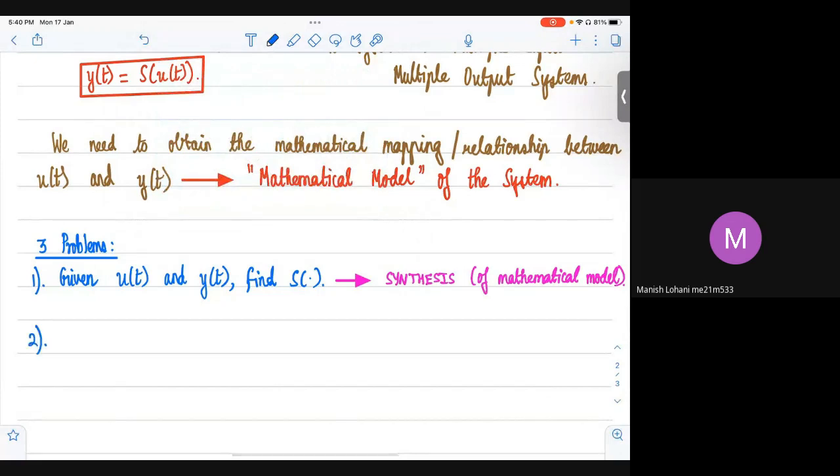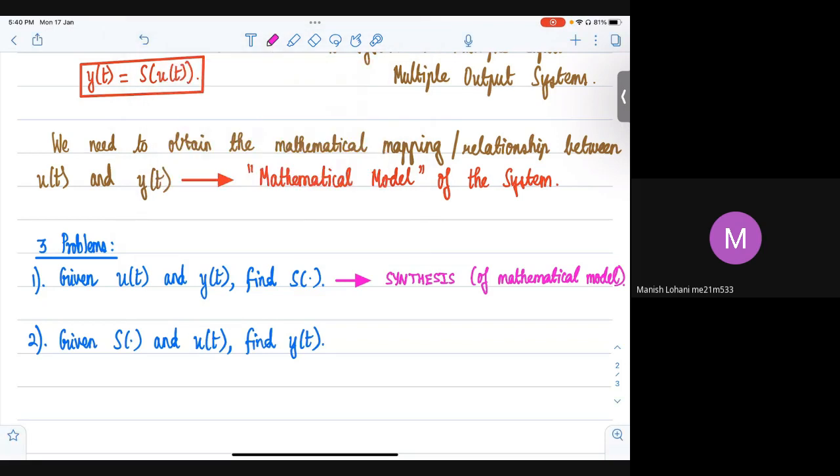Then the second problem is that, let us say we model the steering response. Tomorrow, let us say I change the road condition. Suppose it rains today, and the roads have become wet, so the tire-road traction characteristics have changed. Now, if I give the steering input, I want to predict how my vehicle's heading will change. This is an example of the second problem: given the system, the mapping S, and the input u of t, find the output y of t. So this is a follow-up problem one could do.